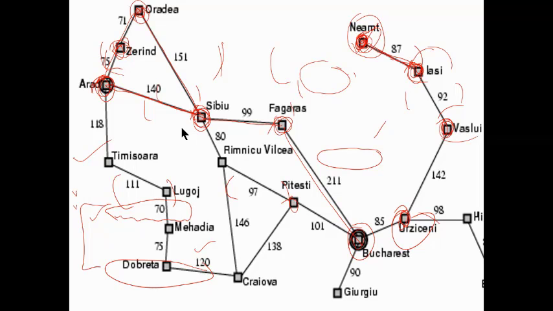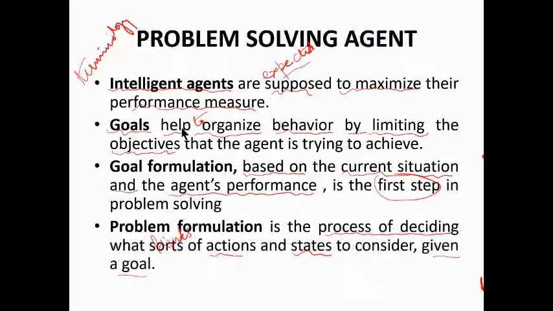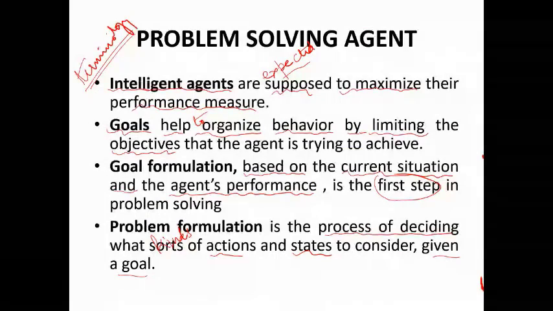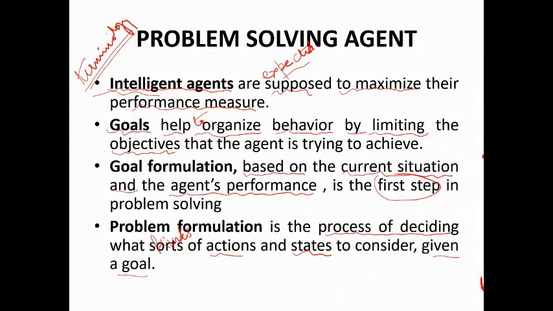Let's begin with some other terminologies which are used in AI most frequently. The first one is in the problem solving agent. The first terminology is agent, an intelligent agent actually. If agents are expected to maximize performance, then they are considered intelligent. So this is the criterion: intelligent agents are supposed to do actions to maximize performance. So intelligent agents do the maximum performance.